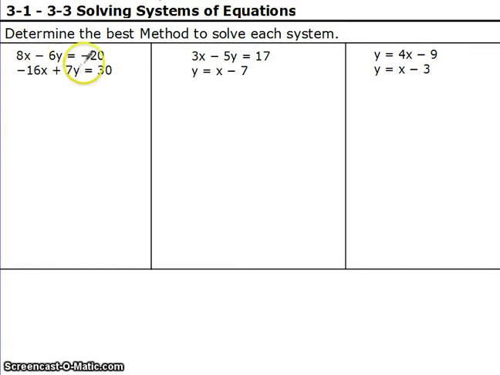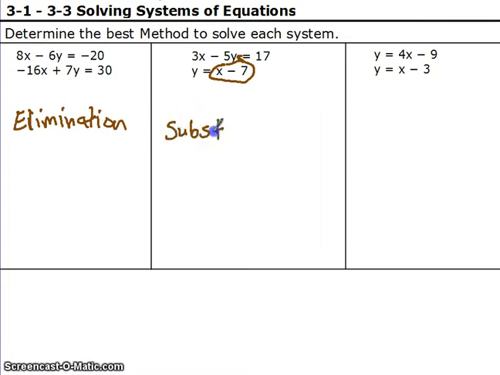So this first one, see how the x's are stacked up and the y's are stacked up and the constants? I would say the best one to use on this one is elimination. All we'd have to do is multiply the top one by 2, and that would give us a positive 16, and it would cancel, and then we're on our way. The second one, I have one that's in standard and one that's in slope-intercept. So I would be able to take this and substitute it in for y pretty easily, and then figure out what x is, and then we're off to the races. So I'd say this one is best for substitution.